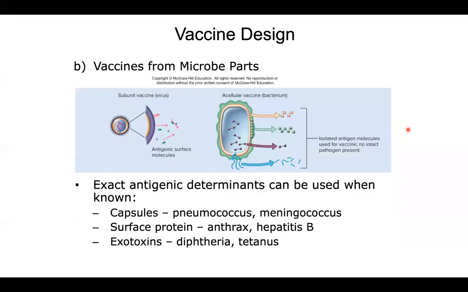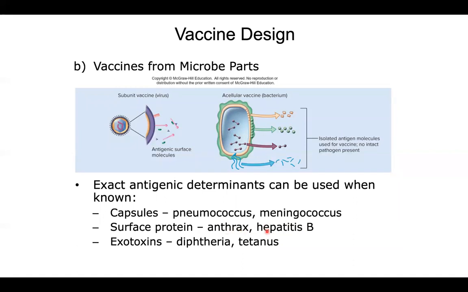Then we have vaccine from microbe parts. So this can include capsule proteins like pneumococcus, that's Streptococcus pneumoniae, or meningococcus, that's Neisseria meningitidis bacterium. There's also surface proteins, like anthrax. Most of us don't get an anthrax vaccine unless we're in the military. But if you go into the military, then you often get anthrax.